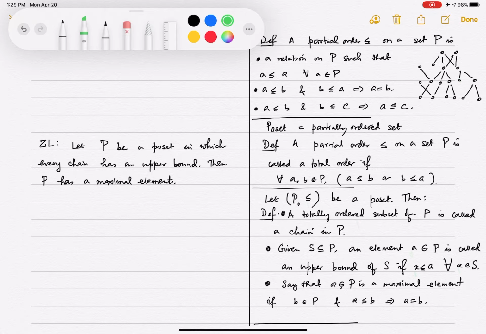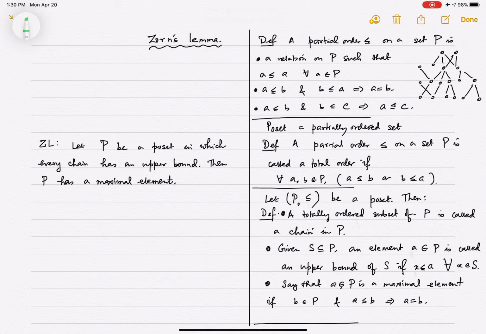There are many basic results in all branches of mathematics, really, certainly abstract algebra and analysis, that depend on this thing called Zorn's lemma.